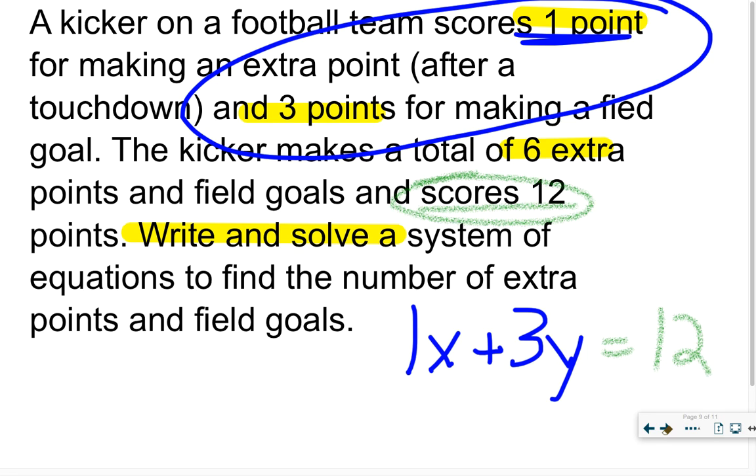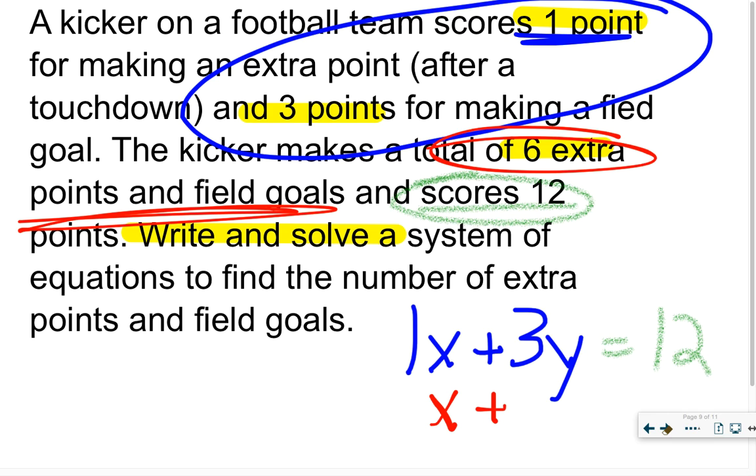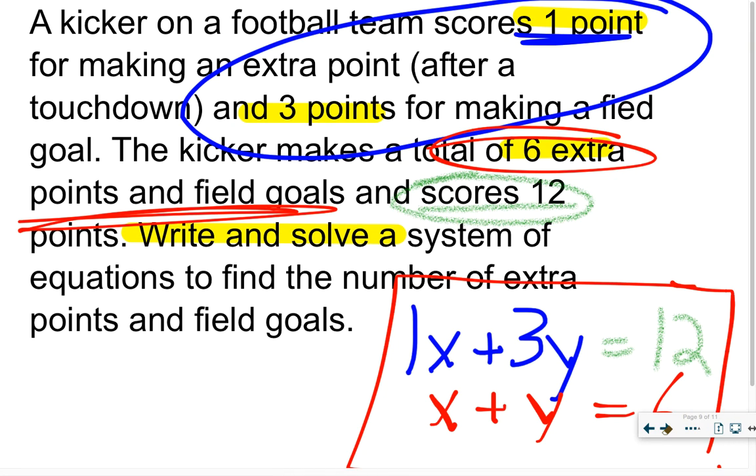So what we know is this one right here. He has 6 extra points and field goals, some combination thereof. So start with the x plus some number of y field goals, and that is supposed to equal 6. Hey, looky there. Now you have a system of equations. Awesome! But, bummer, it did say to solve that.